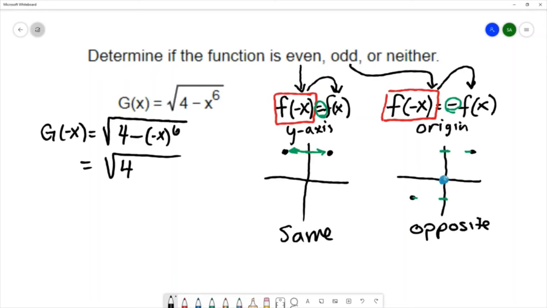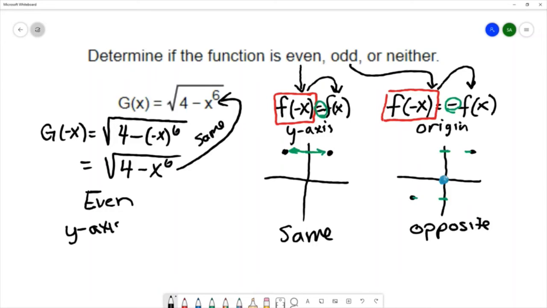Negative x to the 6th power, that's an even number of negatives, and those negatives will cancel out. And so you can see my calculation of g of negative x is equal to the same as the original. So this is fitting with the definition of an even function. This function is even, and if we were to graph this, the graph would have y-axis symmetry.